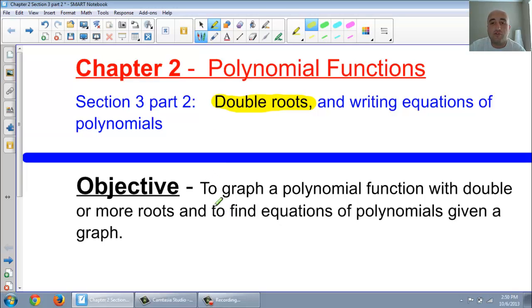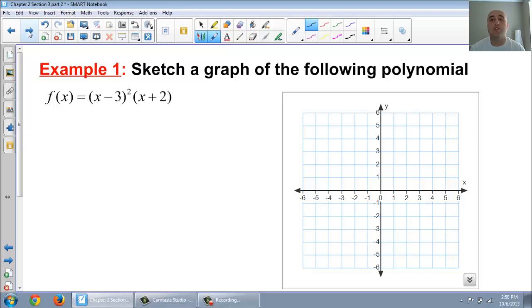So the objective is to graph a polynomial function with double or more roots and to find equations of polynomials given a graph. So that is also a new topic here. I'll give you a picture of a graph and you should be able to come up with the equation of that graph. Okay, so we're just going to do a bunch of examples today. I think there's 5, and then we will move on to section 3.